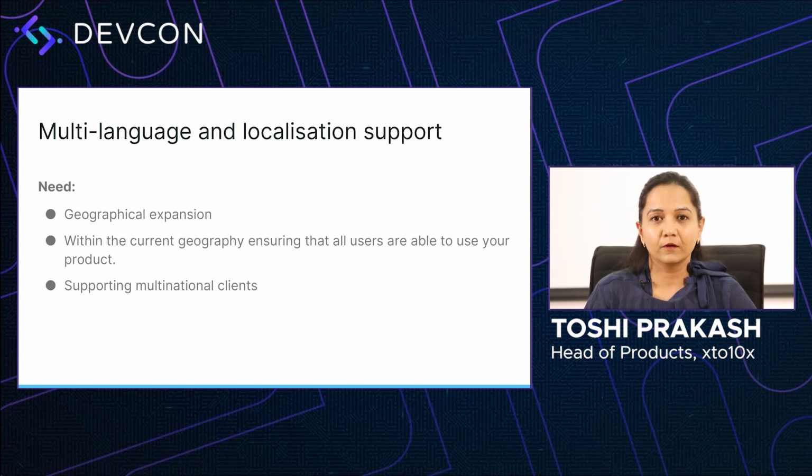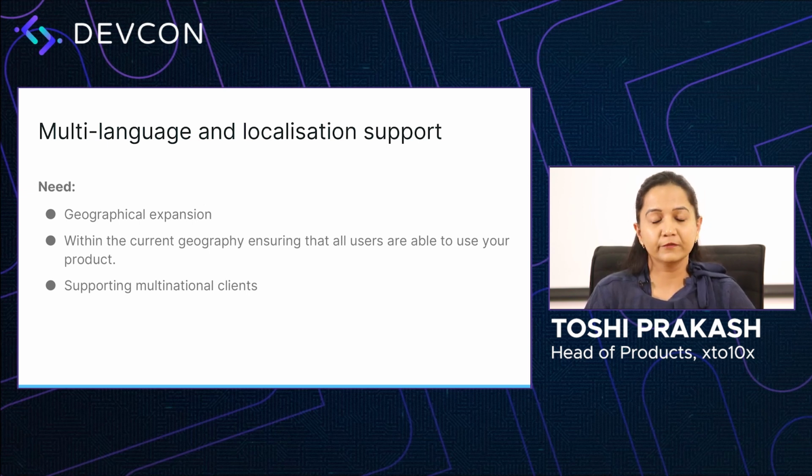Even within a current geography, right? Say you're working inside India, there are multiple languages already existing in India. And if your product is used by a persona which is not conversant in English, you want to ensure that the product is effectively utilized by these personas also. You might be able to get by with English in the tier 1 cities, but you will not be very successful in the tier 2 and tier 3 cities with your product. So that's why you definitely need localization support.